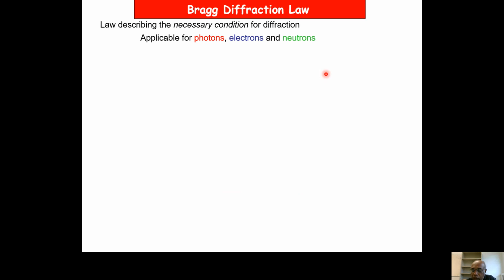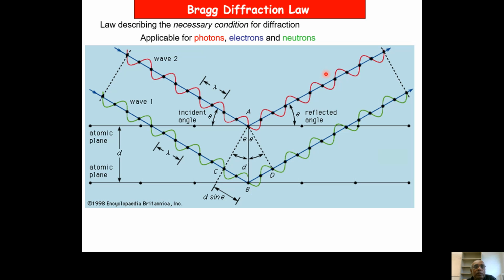Now I think what we are going to do is look at something called the Bragg diffraction law. This is about X-rays getting diffracted from a series of atoms in a crystal. This is applicable for any photons like X-rays, or electrons, or neutrons, so this is a more general situation. Here you can see this is my atomic plane. You can see atoms here. This is the distance between the two atomic planes. Now we have two X-ray waves, right?